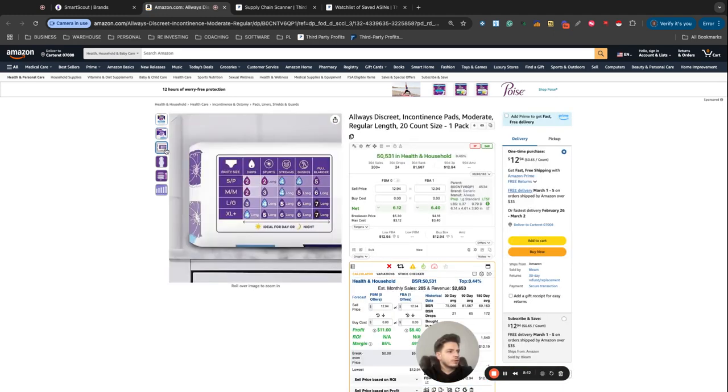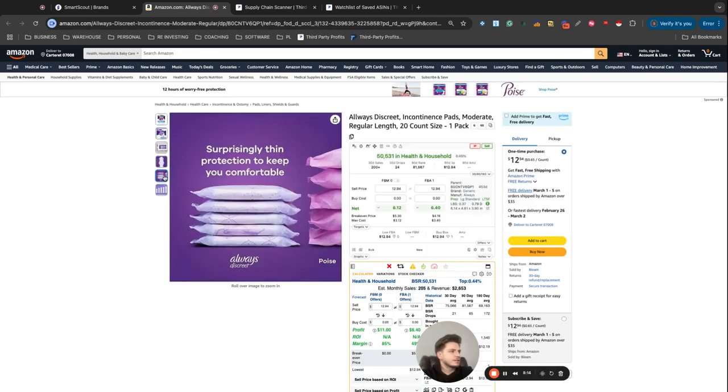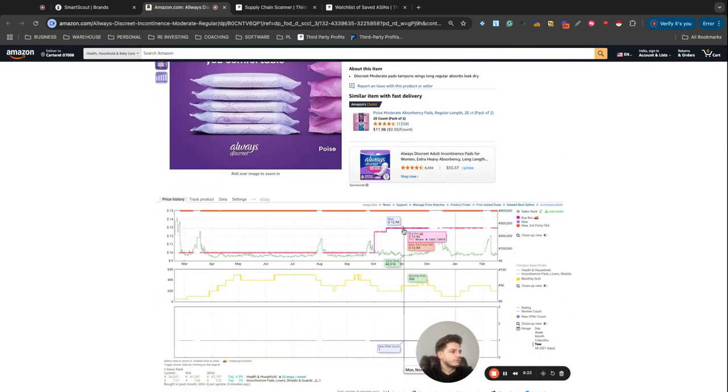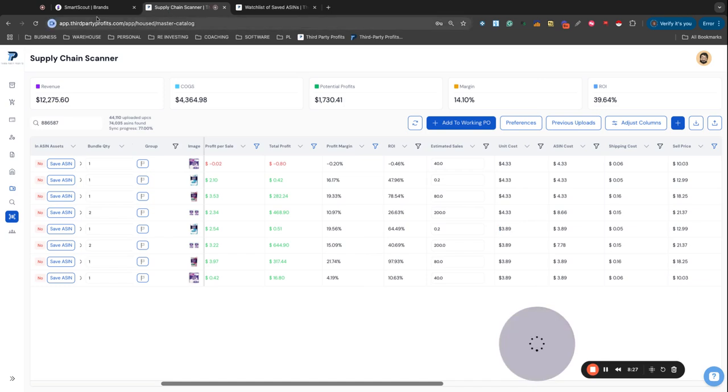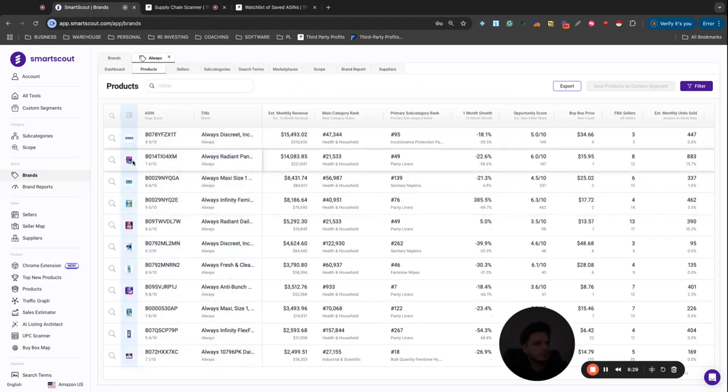Next item here is going to be moderate pads. We can also see here the brand says generic. There's Always. It's not 1L, it's 2. So now we know we can move on from this, as we cannot sell this brand. We're going to go back to SmartScout, look at this listing, and open it up.